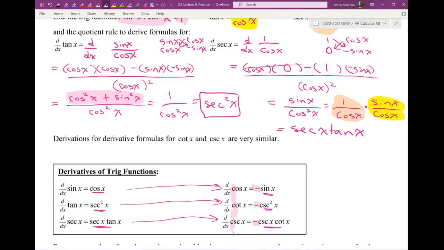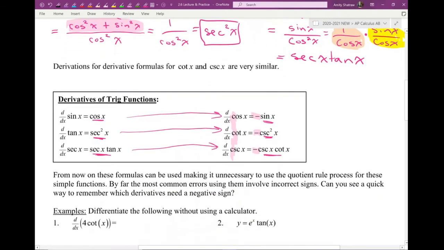And so I think that's why he lays them out like this. And if you like this way of laying them out, when you do your copy 5 times, you obviously can copy them in this order. All right, but check out the freestyle to see how I do it, and then make your decision on which way you want to keep them memorized. From now on, these formulas can be used, making it unnecessary to use the quotient rule process for these simple functions. By far the most common errors in using them involve incorrect signs.